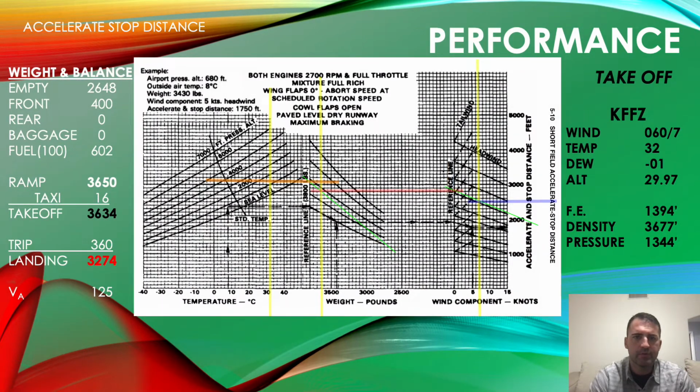This is our accelerate stop distance. This is basically the speed that we can take this aircraft under the very specific configuration that's been given to us: cowl flaps open, paved level runway, maximum braking, mixture full rich, and on a perfect day at sea level by a test pilot, get all the way up to rotation speed, have our emergency, and then apply maximum braking. But these numbers, from what I understand, are always wildly off. So enter your temperature, come up to your pressure altitude, weight, and come down, find the wind, and that'll give you your accelerate stop distance.